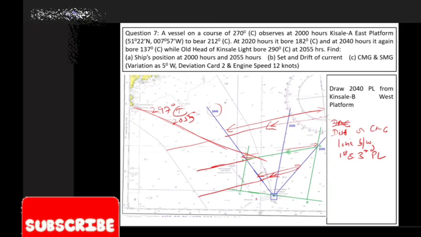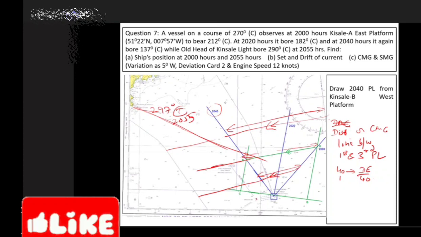In this case, you will measure the distance D to E. I'll use D to E notation now. Now, D to E is between how much time? 40 minutes, 2000 to 2040. Correct. So, in 40 minutes, we have this distance DE on this CMG line. In 1 minute, it will be DE upon 40.